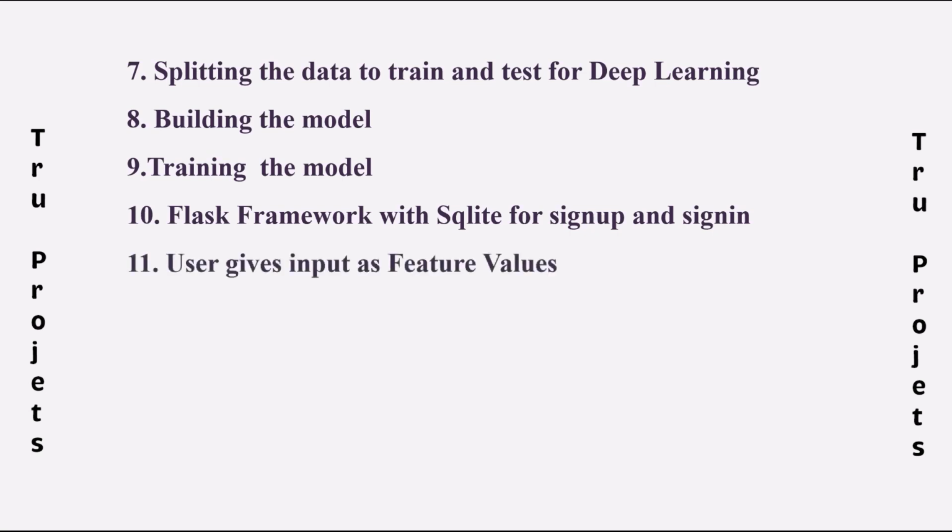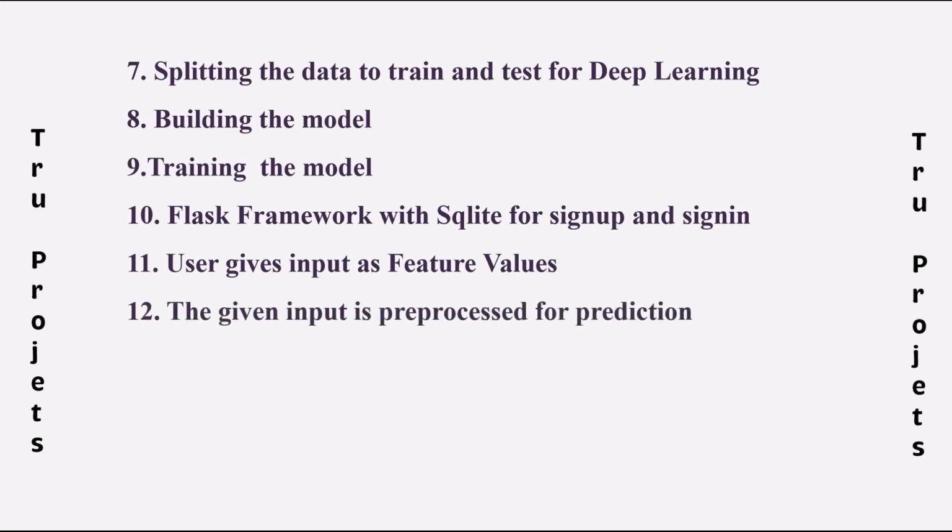User gives input as feature values. The user inputs their feature values, which represent the parameters or factors affecting air pollutant levels. These inputs are collected through a user interface or form on the front end of the application.